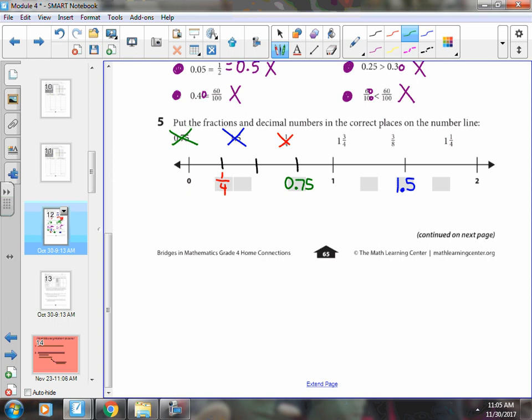Okay. Let's see, if I look beyond the 1, I would say that looks right smack in the middle of 1 and 1 and a half. And that looks right smack in the middle of 1 and a half and 2. So right after 1 would be 1 and 1/4. And right after 1 and a half would be 1 and 3/4.